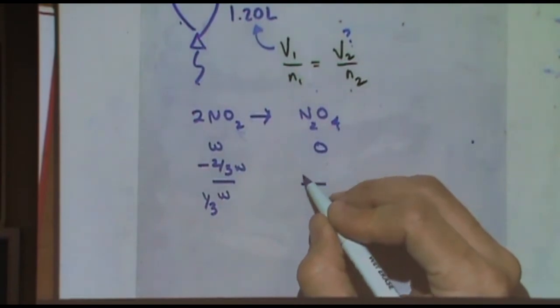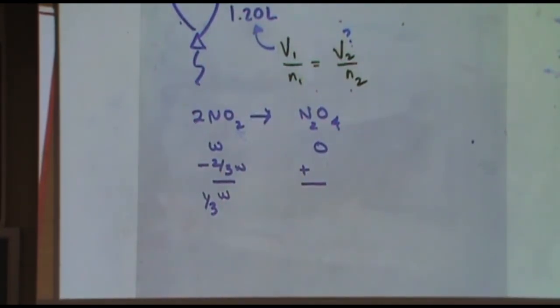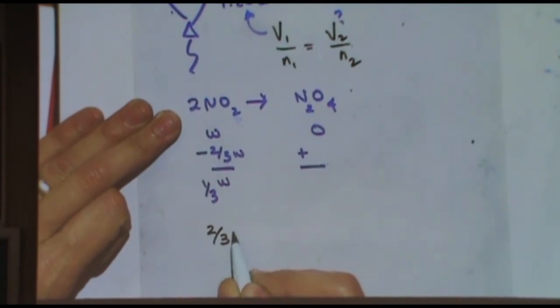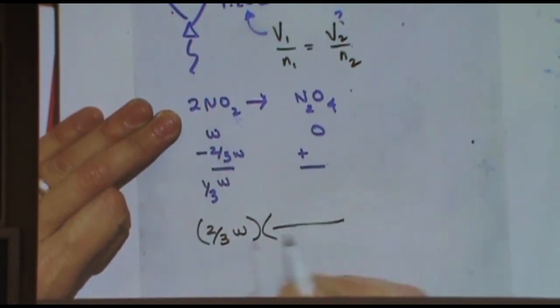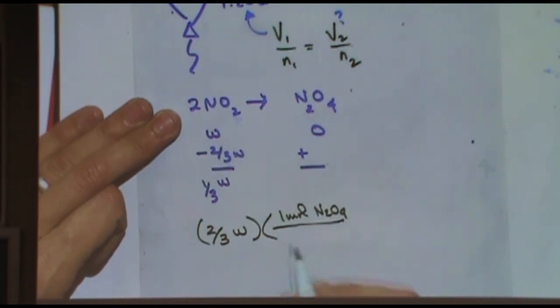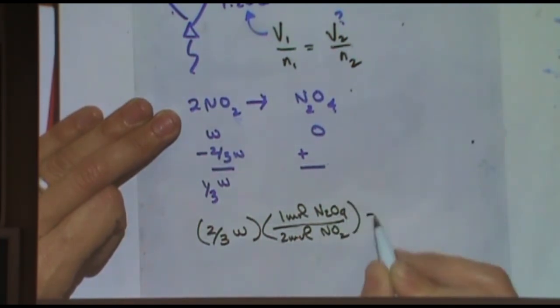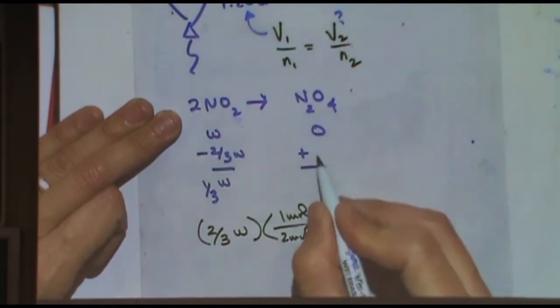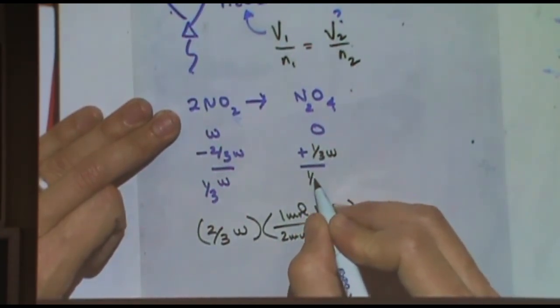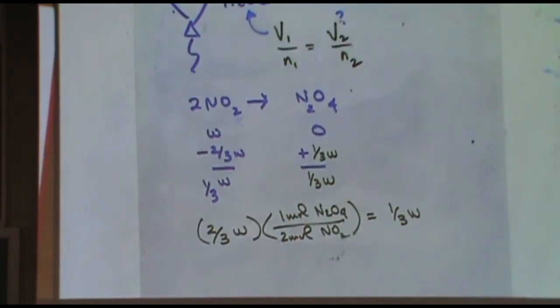If 2/3 of that react, then how much do I make? Okay. Let's try. If that feels a little confusing, which I can get. Let's go 2/3 W. We're talking about moles here. So let's do a molar ratio, 1 mole N2O4 for every 2 moles NO2. Looks like 1/3 W. So you make 1/3 W in the reaction. Add that to the amount we start with, 0. You have 1/3 W. Okay, we've done half of the thinking part.